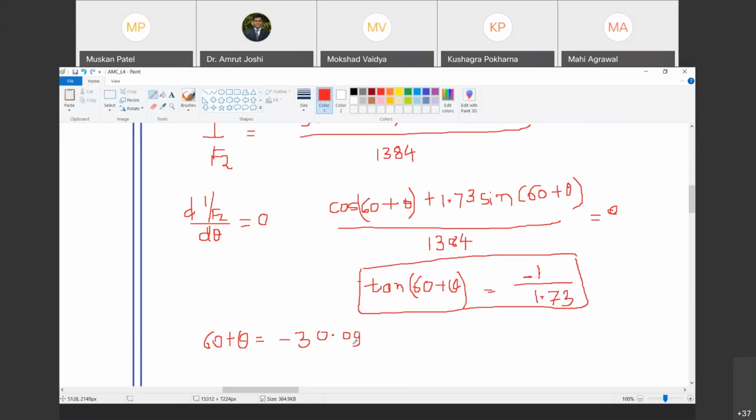You have to understand this. Are you with me? Yes, sir. Tan of 180 minus theta is the same as tan theta. Are you with me? Yes, sir. So how much will this be? Tell me. If I want the answer in positive for 60 plus theta, what do I have to take? So 180 minus... No, do it on the calculator.